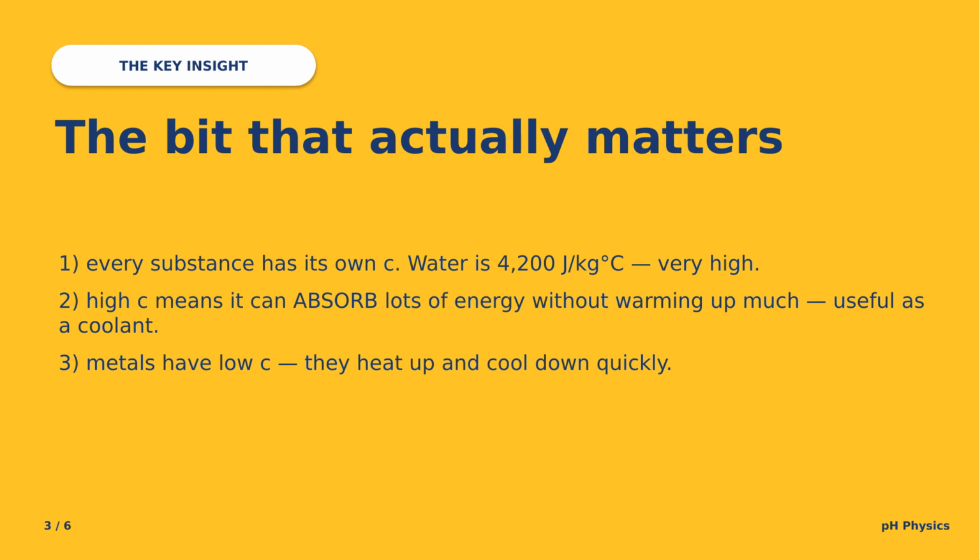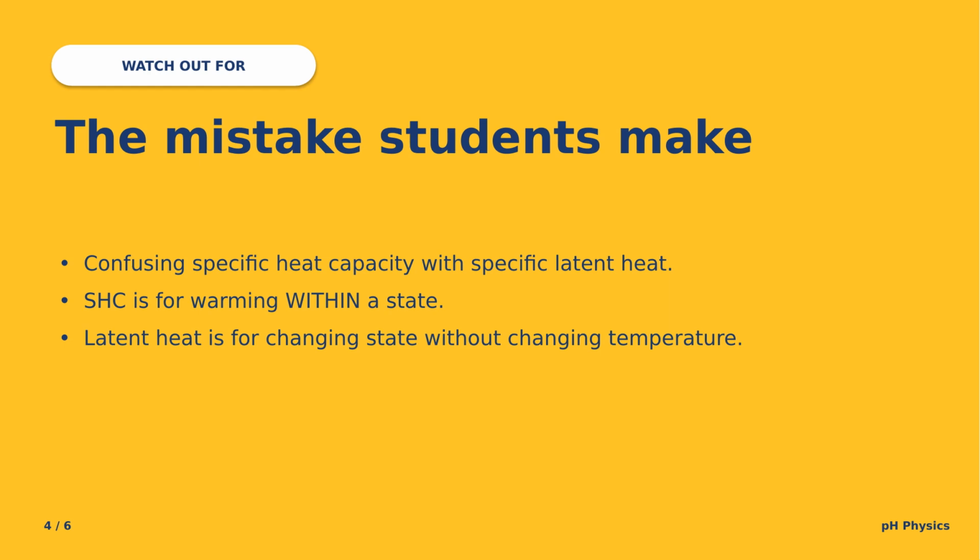Three things. 1. Every substance has its own c. Water is 4,200 joules per kilogram degree C, very high. 2. A high c means it can absorb lots of energy without warming up much. It's useful as a coolant. 3. Metals have a low c. They heat up and cool down quickly.